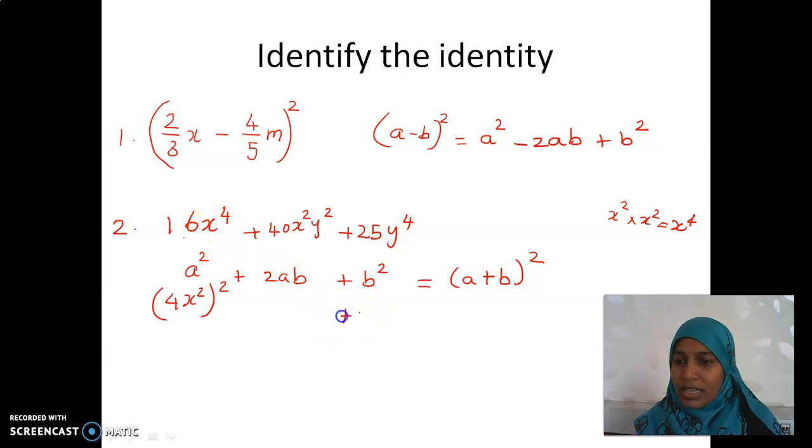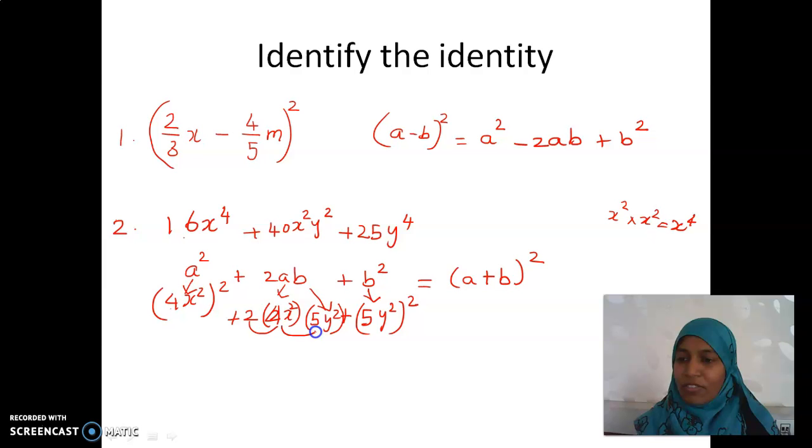What about the last term? I can write 5y squared the whole squared. I get 25y power 4. So in the middle term, I have to have the multiplication of 2ab. In the place of a, I have 4x squared, don't forget that x squared, and 5y squared in the place of b. 2a, 2b: 4 2s are 8, 8 5s are 40. 40x squared y squared. Hope you understood how it matches with the identity.